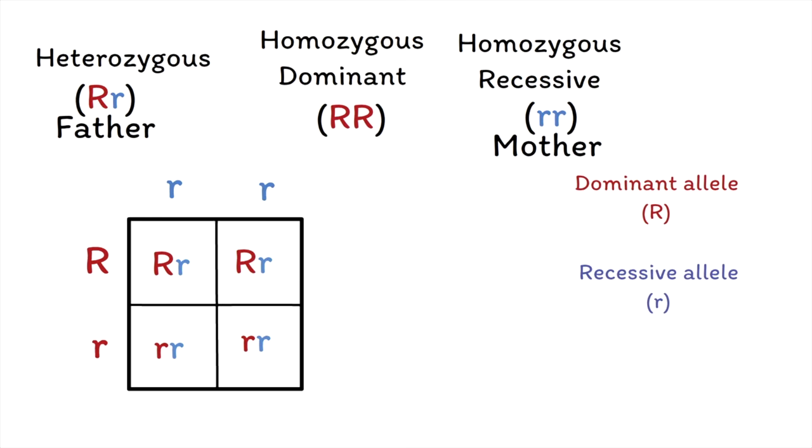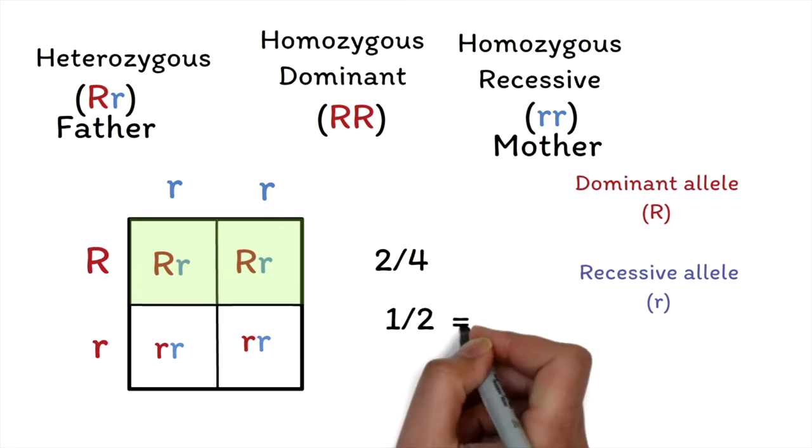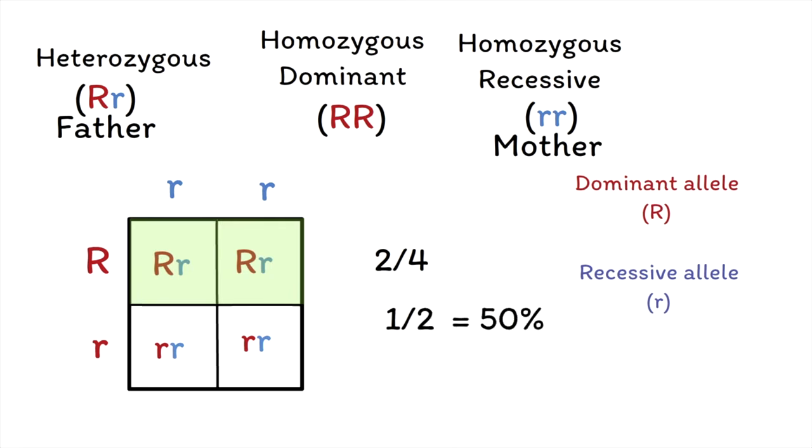If the offspring is heterozygous or homozygous dominant, they will be able to roll their tongue. Here we have 2 possibilities of heterozygous. This is out of 4 total possibilities. This is 2 over 4, which can be reduced to 1 over 2. This is the same as 50%.